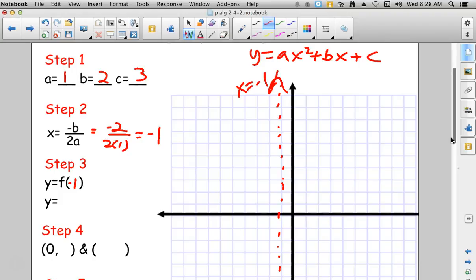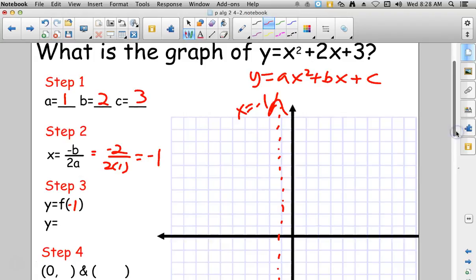Somewhere on there. And that kind of gives your brain a little, oh yeah, that's right, I've got to figure out what the y value is. So we need to go back and put negative 1 into this fabulous little formula right here.